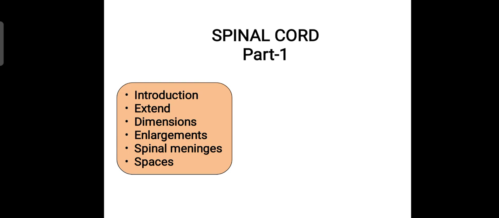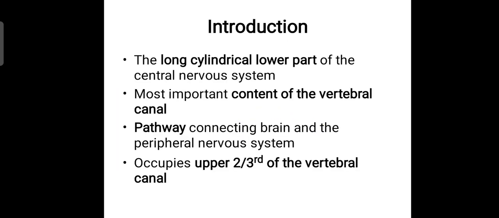So first of all, let's begin with the introduction. The long cylindrical lower part of the central nervous system is termed the spinal cord. As we all know, the central nervous system is composed of the brain and the spinal cord. So the upper part constitutes the brain and the lower cylindrical part is termed the spinal cord. And it is the most important content of the vertebral canal.